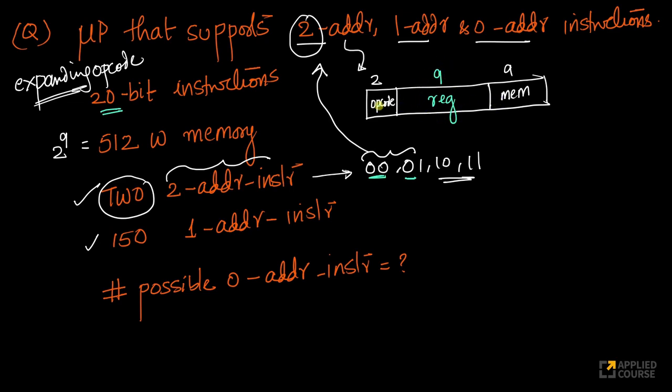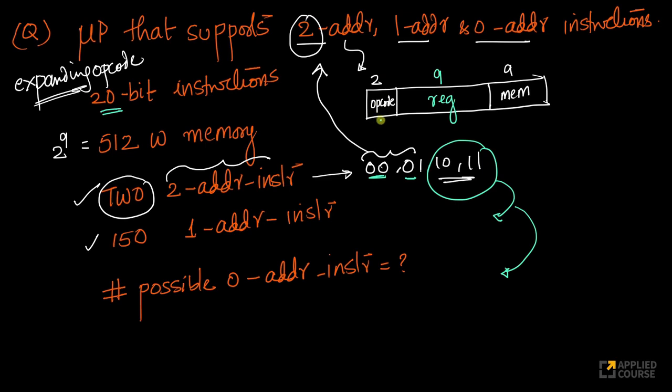We arrived at it by looking at the minimum number of bits required for the 2 address instruction, right? Since there are 2 distinct 2 address instructions, these 2 values will correspond to the 2 address instructions, which means I'm left with 2 more options, because there are a total of 4 possibilities. For these 2 options, I can use them for either 1 address instructions or 0 address instructions. Now if I remove these 2 options, how many options am I left with?